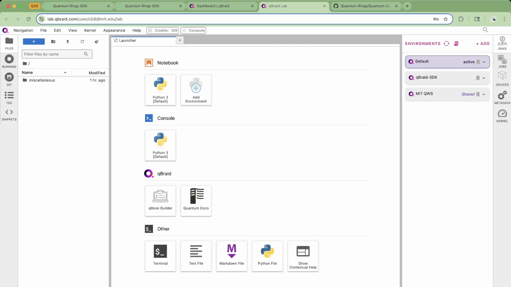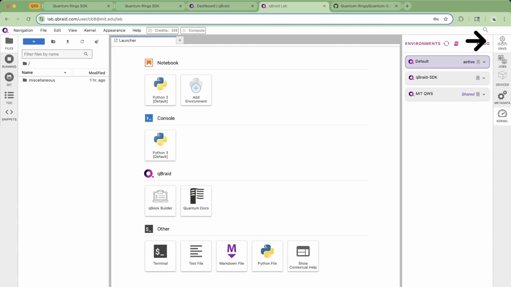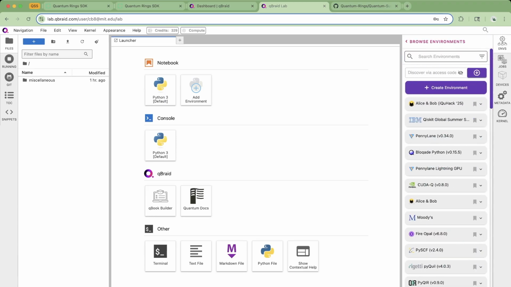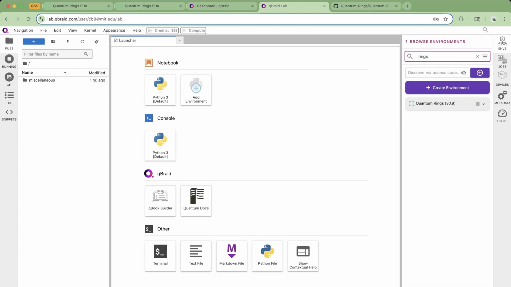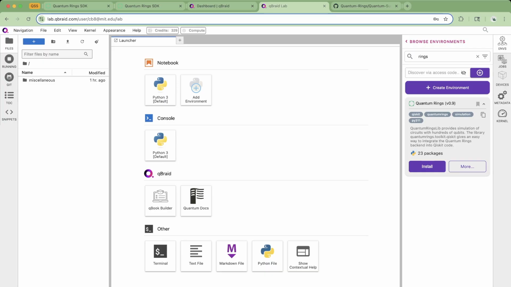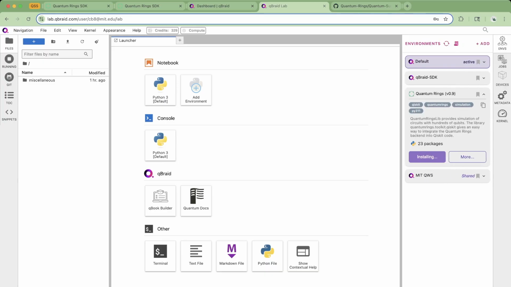Once you get to this point, you'll want to install all the libraries that we need to run our Quantum Rings stuff. So go over to here to environments. We want to add the Quantum Rings environment. So I'll search for rings over here, and you'll see Quantum Rings, and then hit install. It may take a while, but it will install the Quantum Rings environment for you. And then once that's finished installing, you should be good to go.